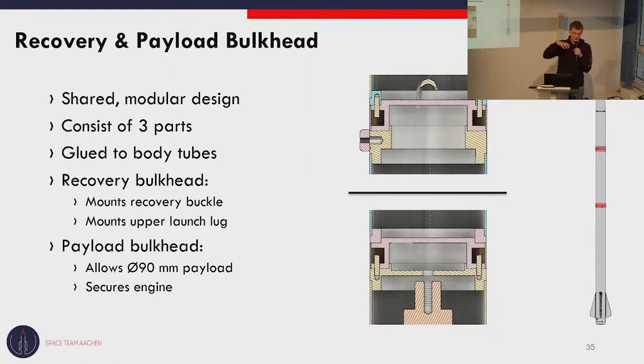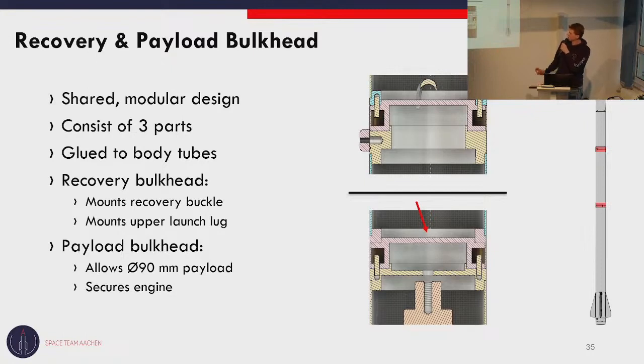They will be glued to the body tubes, and as mentioned before, they basically share the same design, but there are a couple of differences. The first one being that the recovery bulkhead obviously needs to mount the recovery buckle, which the recovery cords will attach to. It also mounts the upper launch lug. On the other hand, the payload bulkhead is going to mount the payload.